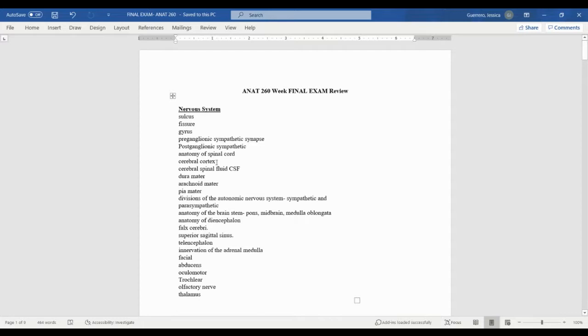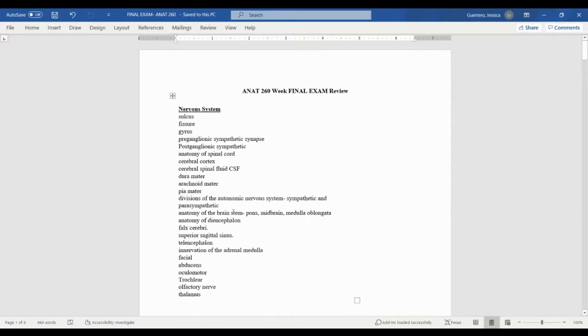The cerebral cortex: you know that the term cortex means the outer few millimeters of an organ or a structure. Cerebral tells you it's the cerebrum, which is our brain. Our cerebral cortex is a few millimeters of the brain. Be familiar with cerebrospinal fluid, its composition, what it's made of, and where you will find it. The meninges, the dura mater, arachnoid mater, and pia mater, their function, where they are located, and how they are attached. Okay. The divisions of the autonomic nervous system, so sympathetic and parasympathetic, you know, fight or flight, rest and digest. Anatomy of the brain stem: the pons, the midbrain, the medulla oblongata.